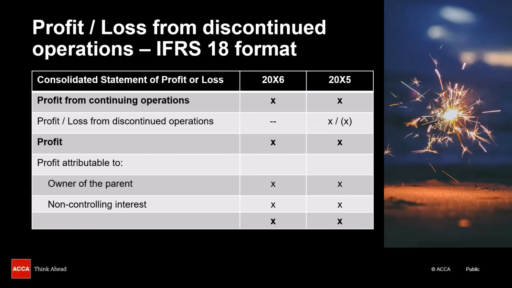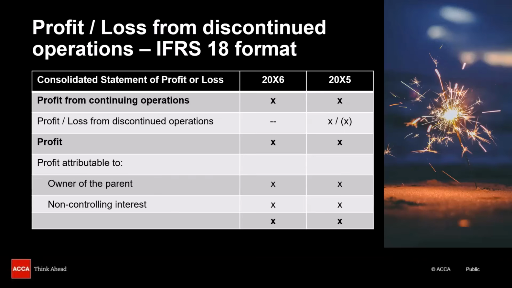Now that we have covered the calculation part of profit or loss from disposal and what is going to be constituted as discontinued operation, let's see how it is going to be placed in the consolidated statement of profit or loss as per the format suggested by IFRS 18. IFRS 18 says that while making the consolidated statement of profit or loss, the profit from continuing operations should be shown separately. Once that figure has been highlighted, to that we add the profit or loss from the discontinued operations.